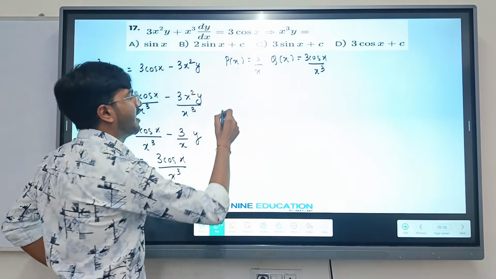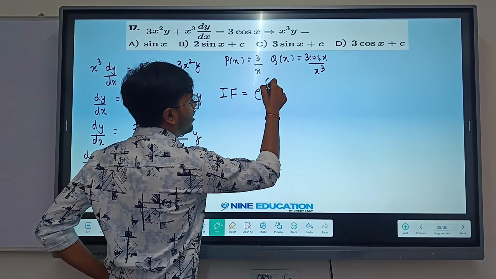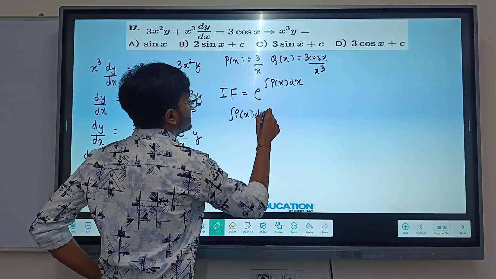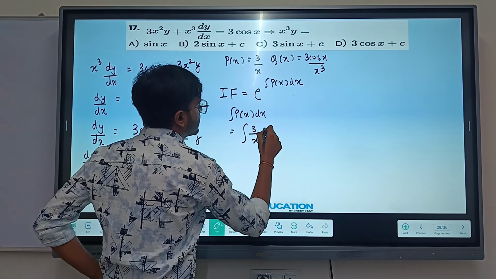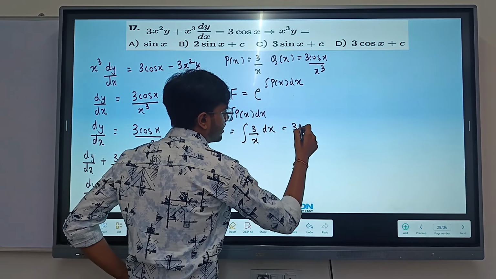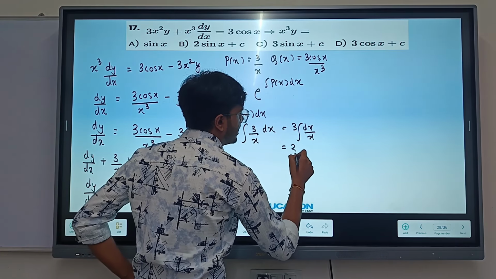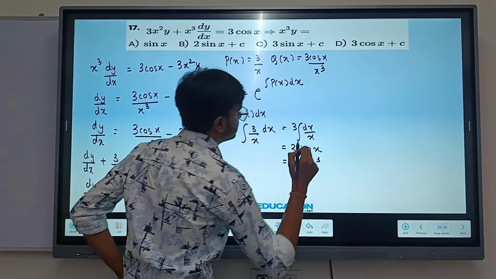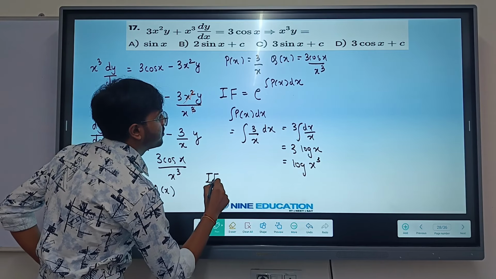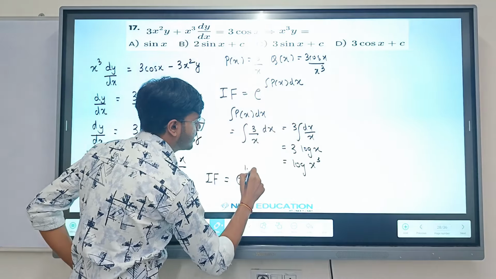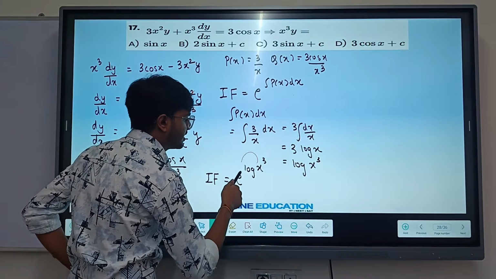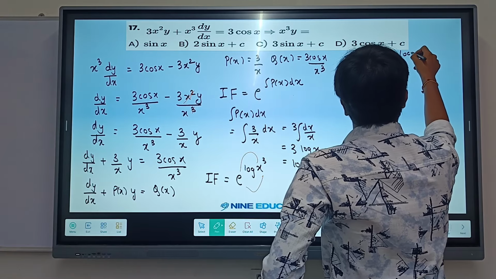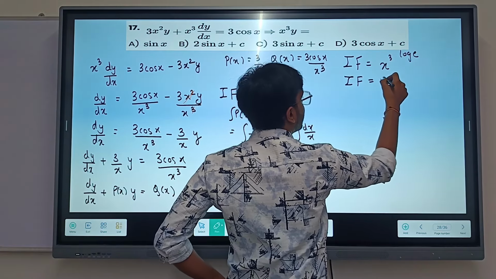So for this I need to find the integrating factor. What is the integrating factor? e power integration of p of x dx. So what will be integration of p of x dx? Integration of 3 by x dx, that is 3 integration dx by x, that is 3 log x, that is log of x cube. Now the integrating factor would be e power integration p of x dx, that is e power log of x cube. Interchange x cube with e: what will I get? Integrating factor as x cube log e. Log e is 1. So the integrating factor is x cube.